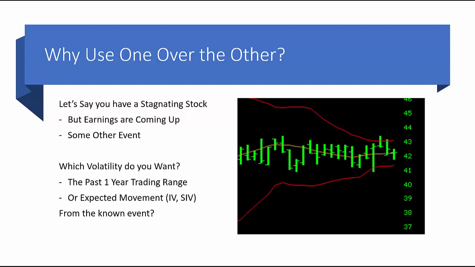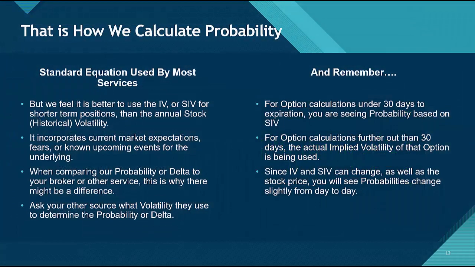The volatility that marked what the stock has done in the past 50, 90, 200 days? Or do you want to use a volatility to calculate delta and your probabilities based on the event and how the market is expecting things to potentially move from the outcome of that event? The expected movement being the implied volatility of the option, the SIV, the average near-term implied volatilities for that option. How is the market expecting the stock to move based on these known events coming up? That is how we calculate the probability on PowerOptions.